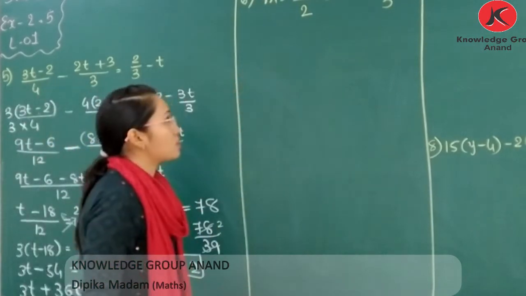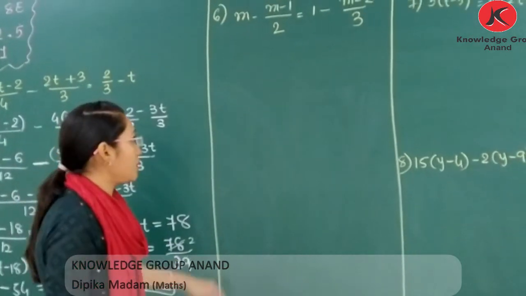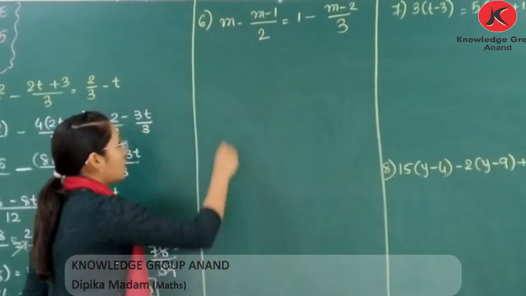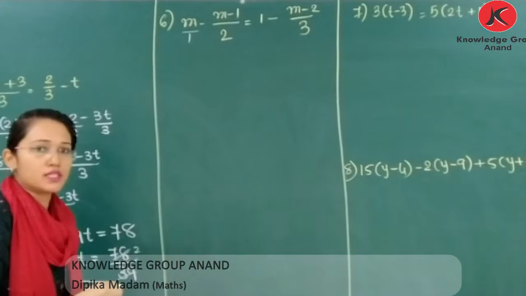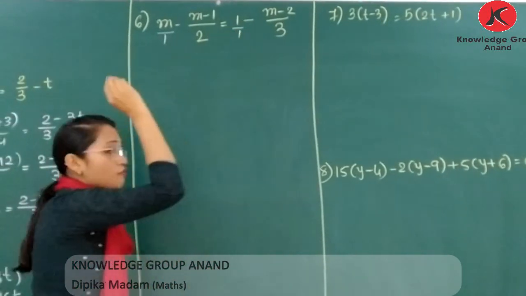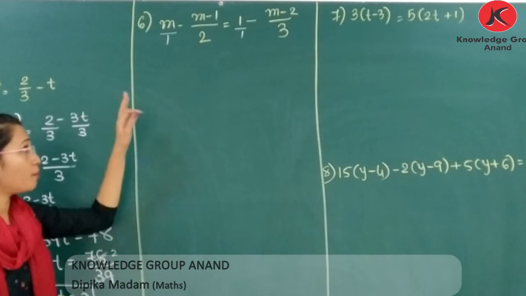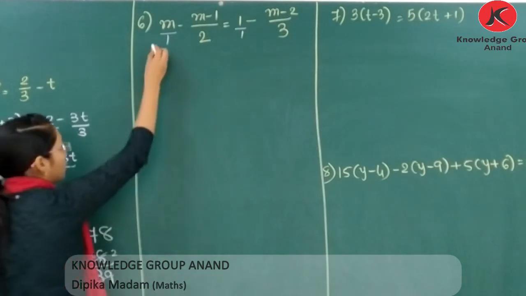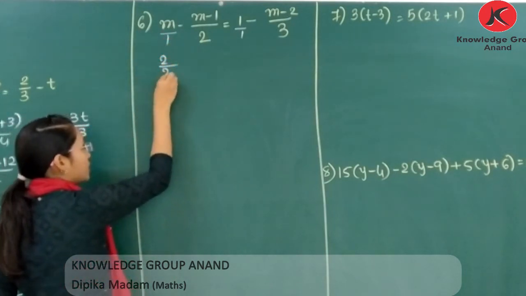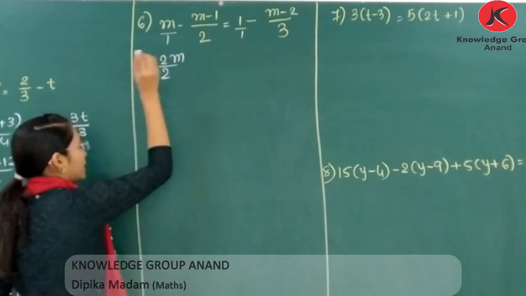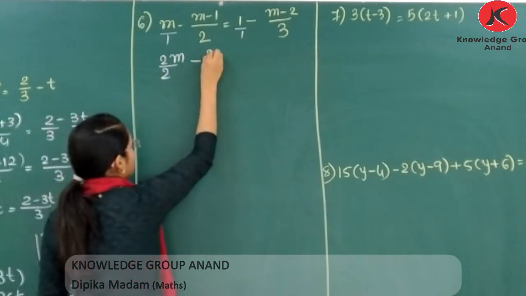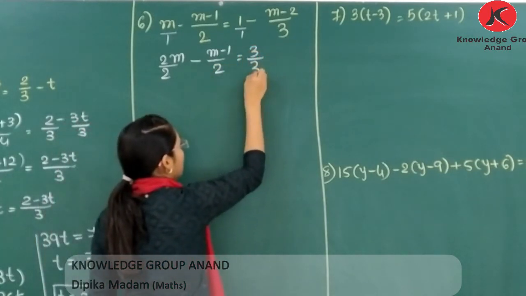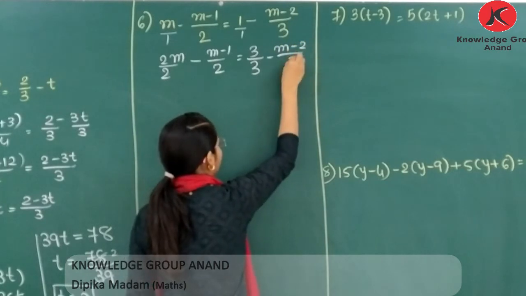Now example 6. (m minus 1) divided by 2 is equal to 1 minus (m minus 2) divided by 3. So here the denominator is 1. You need to consider here 1. Here also the denominator is 1. So what you have to do first of all is make the denominator the same and simplify the left hand side and right hand side. To get 2 in the denominator, we need to multiply with 2 in the numerator and denominator. That is 2m by 2 minus (m minus 1) by 2. Here you need to multiply with 3 by 3 minus (m minus 2) divided by 3.